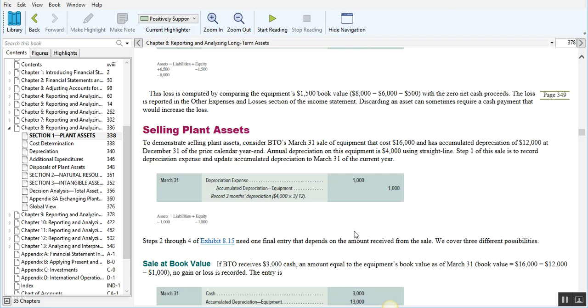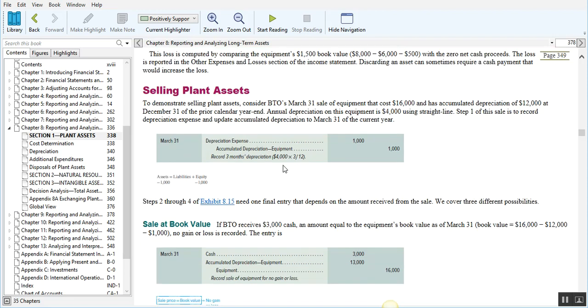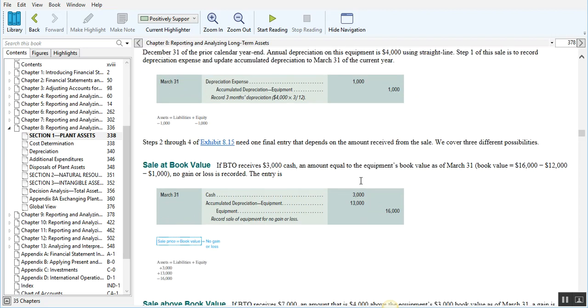It is possible to sell a piece of equipment and to have a gain or a loss. If cash is involved, there can be, and typically is, either a gain or loss. So when you're looking at this, they're showing a calculation for part of the year to record depreciation expense here, but then they're going to sell this asset, and it's going to be sold for exactly what you have in the book value. The book value, again, is the asset minus accumulated depreciation.